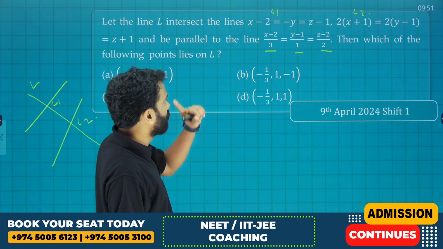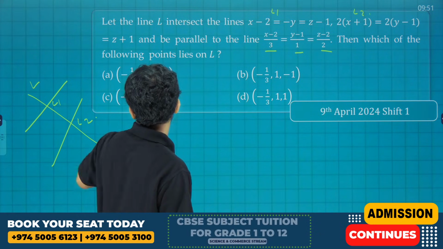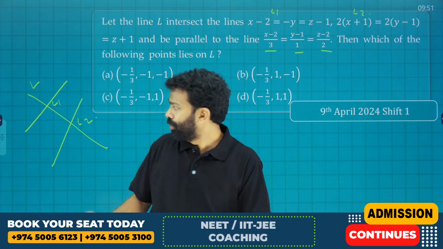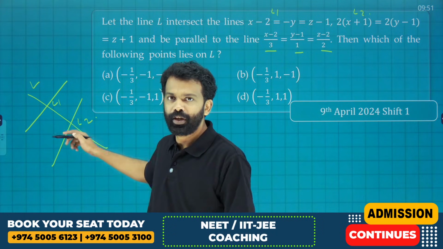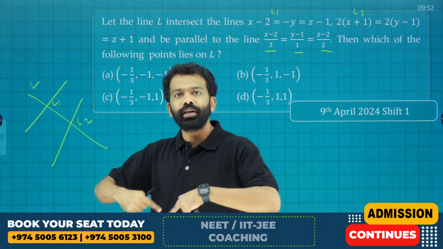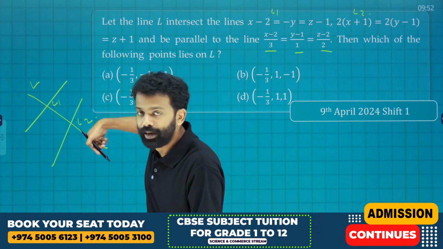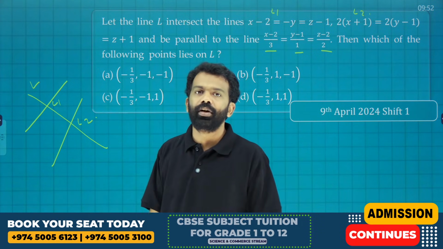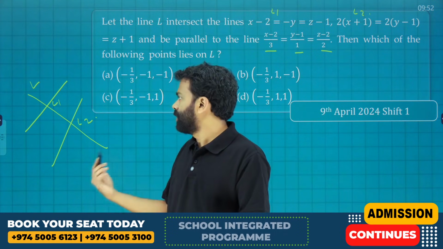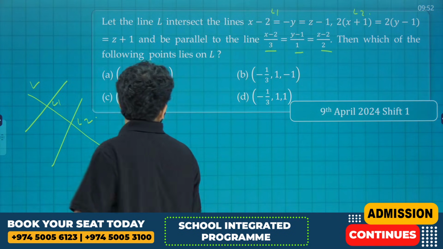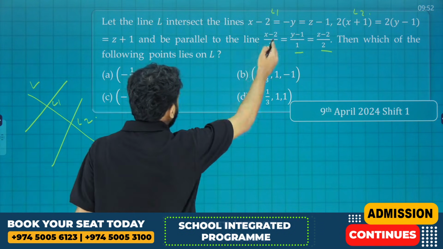Let's not accidentally solve these two lines, L1 and L2. If you solve those two, you'll get another point, but we need a point on the line L. The line L is intersecting L1 and L2; that is what is detailed in the question. Therefore, let's formulate the line first.